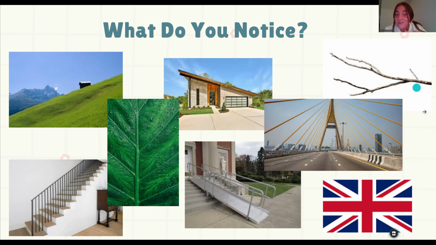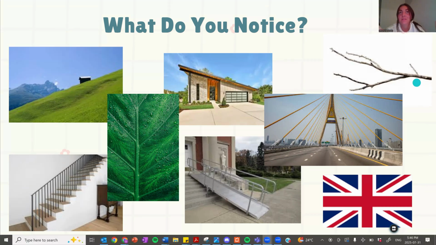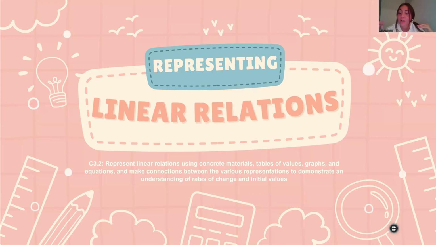So today's lesson, we are talking about linear relationships. So what is the relationship between two values that increase at a constant rate or a steady rate? I have the expectation below. That's more so for my teacher.